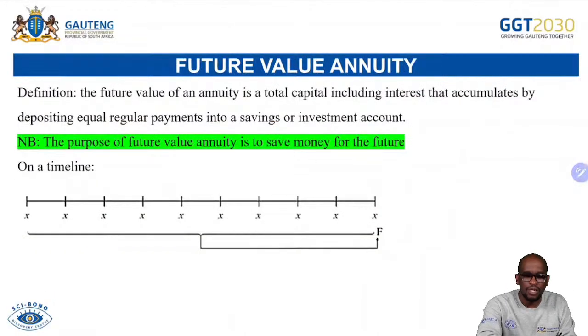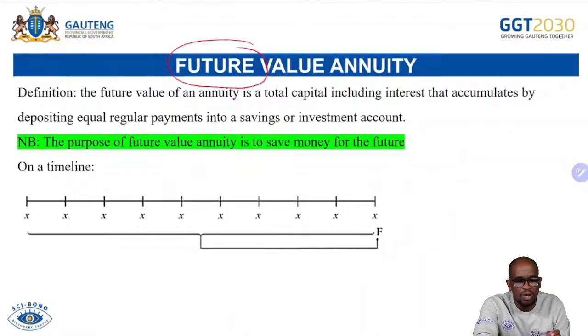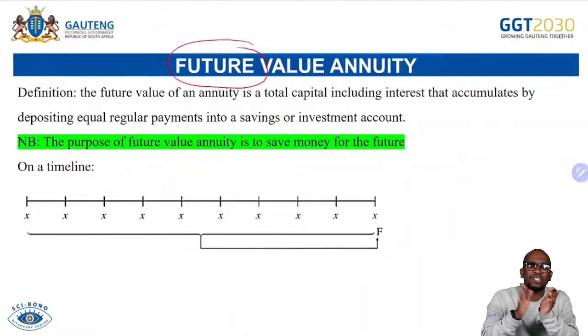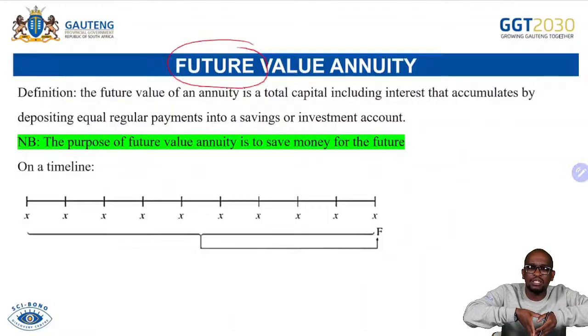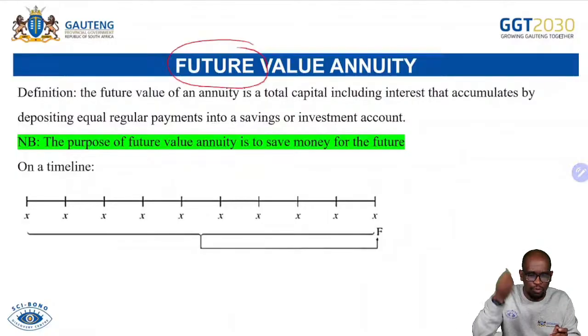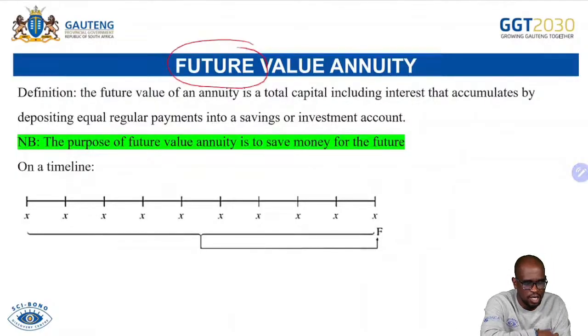Right. Now let's look at the definition of the future value. We have just spoken about annuities in general, and we are zooming into those annuities now. We are looking at the future value. Definition: the future value of an annuity is the total capital, including interest, that accumulates by depositing equal regular payments into a savings or an investment account.